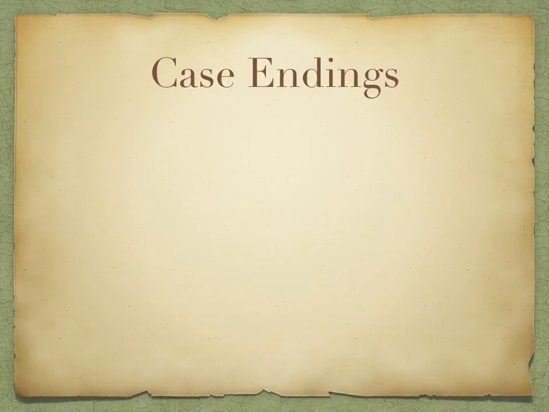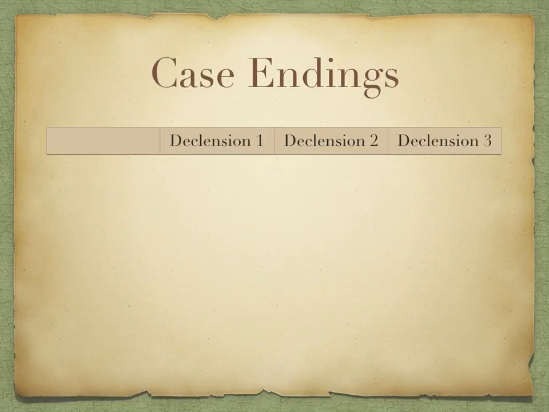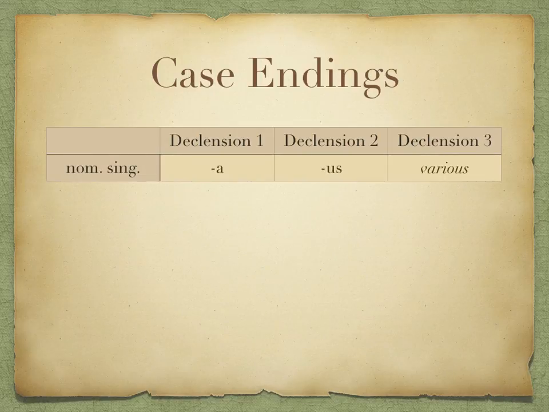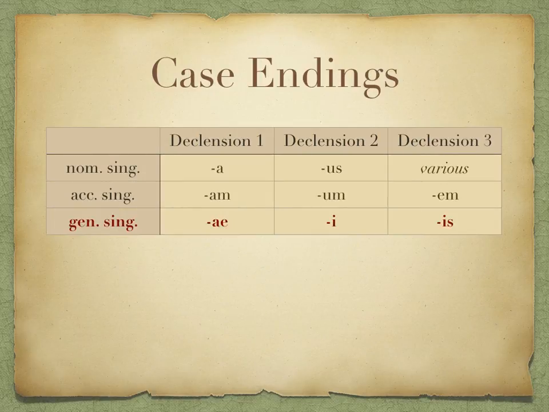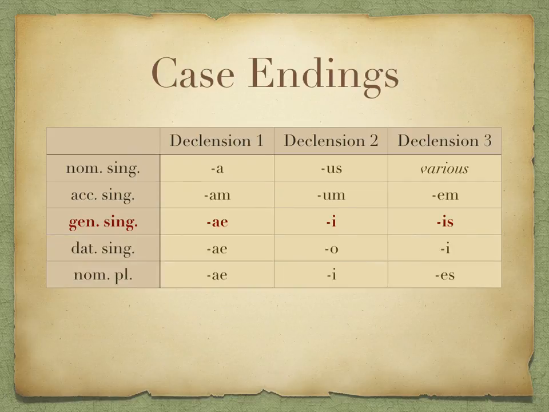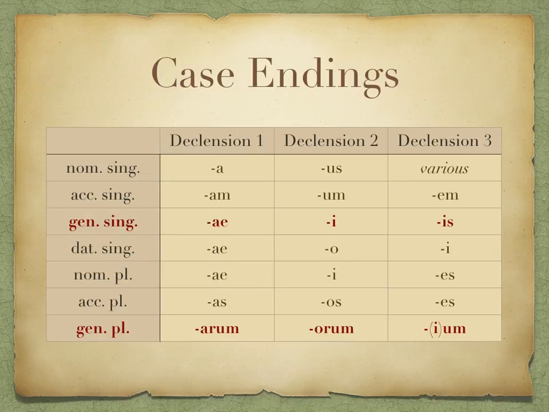So a new case means new endings, so you'll need to add in a row to the table you already know. So we know the nominative and accusative singular off by heart, and underneath that comes the genitive row. So AE for declension 1, I for declension 2, and IS for declension 3. These ones we all already know. The genitive plural, arum, orum, and sometimes IUM. But this will look a bit strange with declension 3 because we don't have any UM endings for that. And then dative plural we already know. So update your noun tables, making sure that you learn these new red endings.